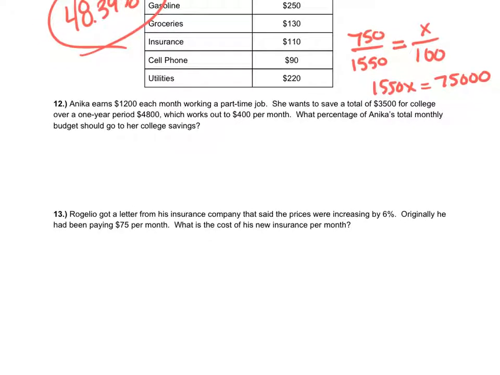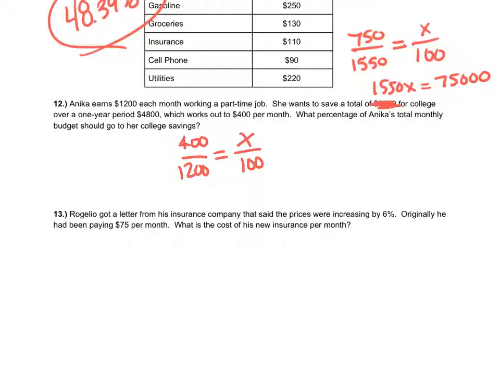Okay, Anika, there's some extra words in here we need to mark out, so make sure you're paying attention. Anika earns $1,200 per month working a part-time job. She wants to save a total of $4,800 for college, which works out to $400 a month. What percentage of Anika's monthly budget goes to her college savings? Okay, it's a part over whole, percent over 100. We're looking for the percent. What's the part we know? How much she wants to save a month? That's $400. How much does she make?